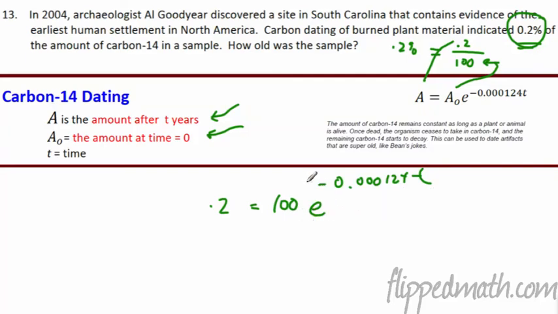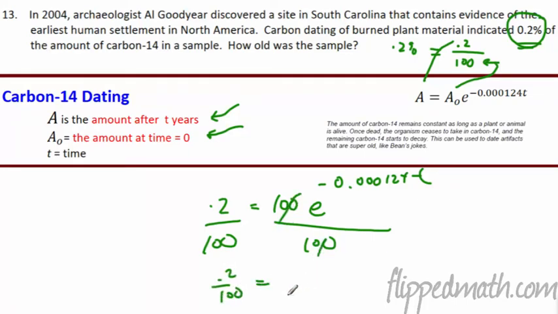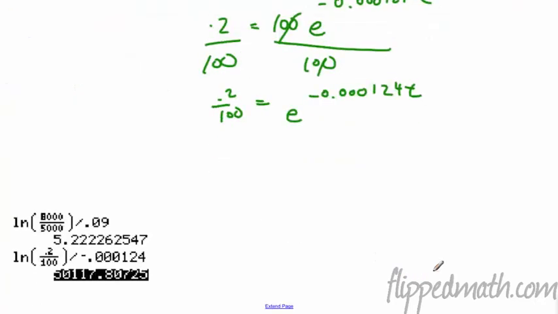First thing we have to do, we have to divide each side by 100 because we have to get that e isolated so we can use a natural log. All right, so we do that. We get 0.2 over 100 equals, they cancel there, e to the negative 0.000124t. Now we take the natural log of each side.